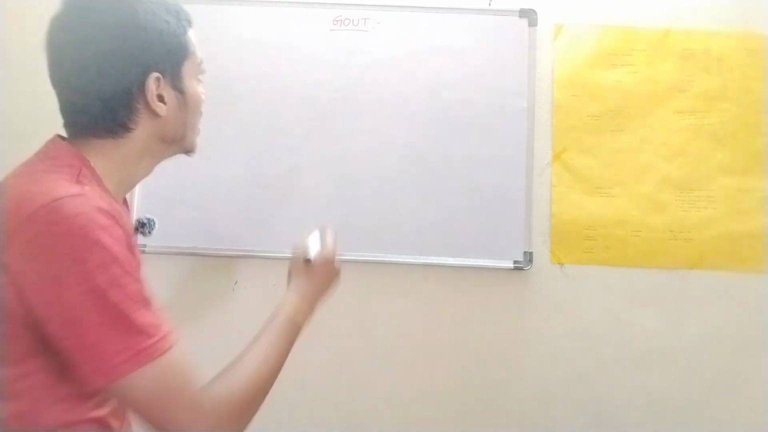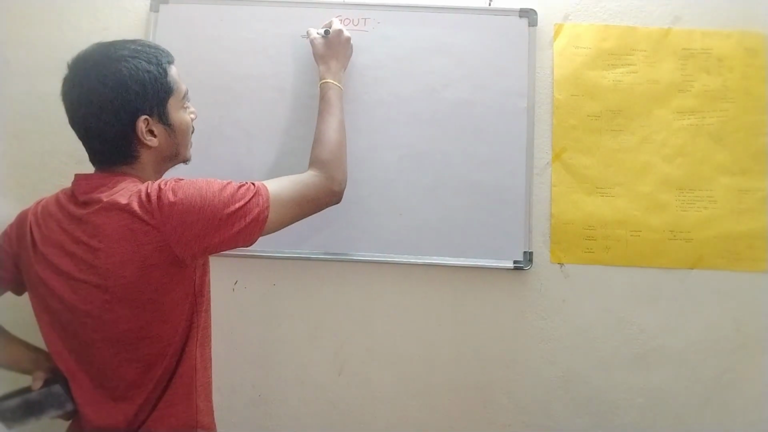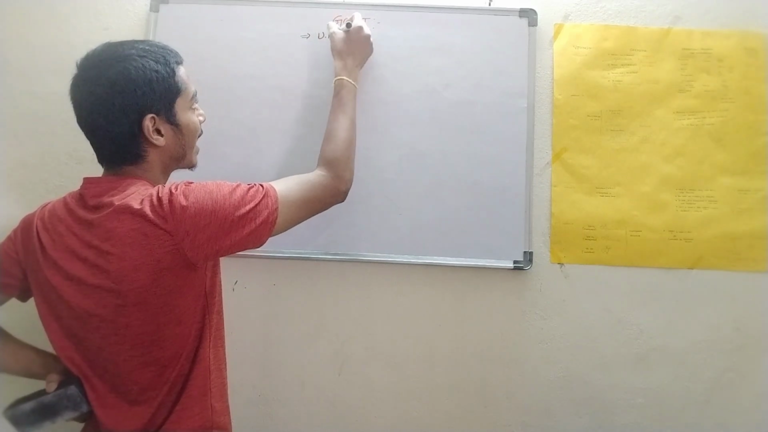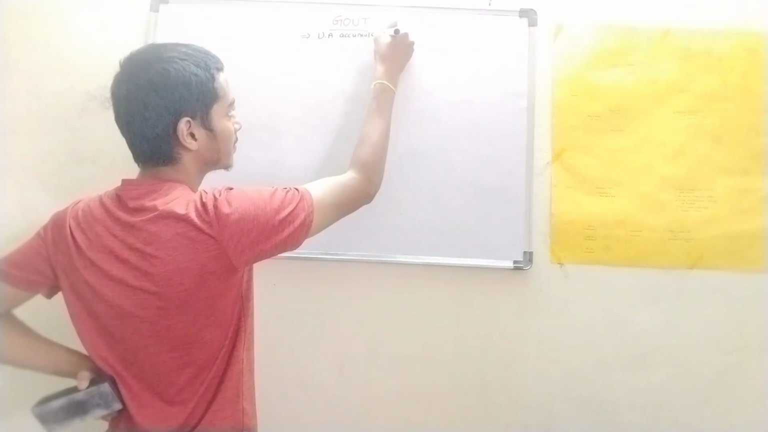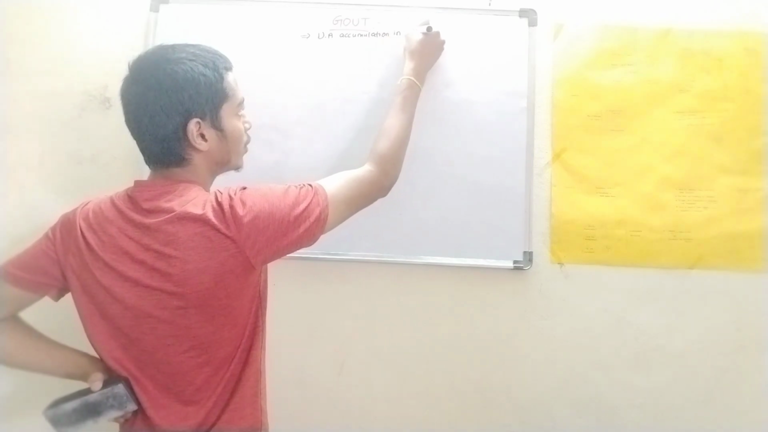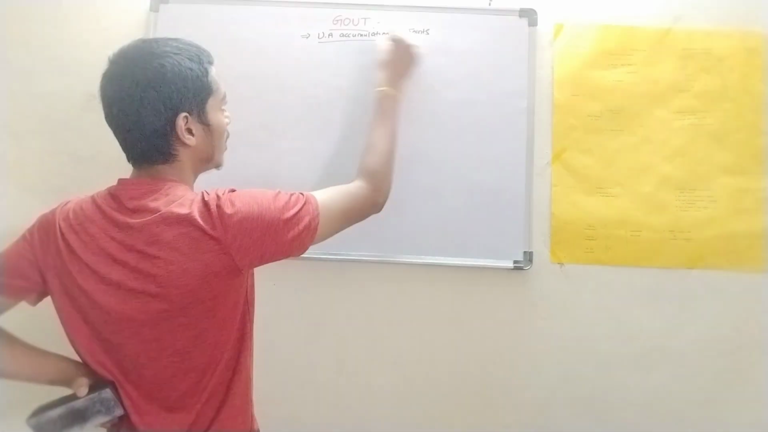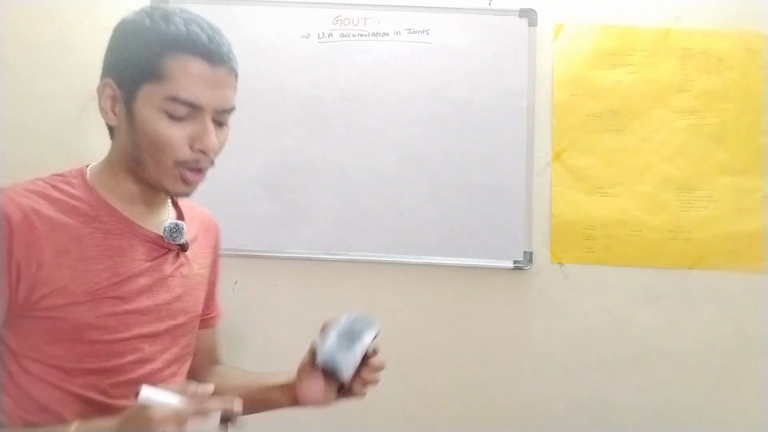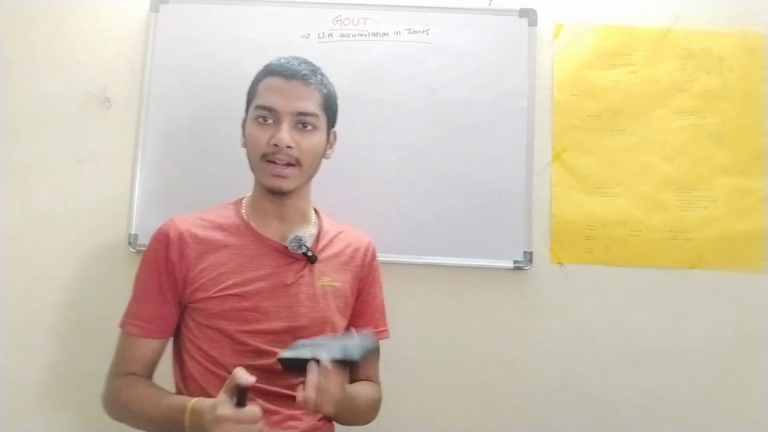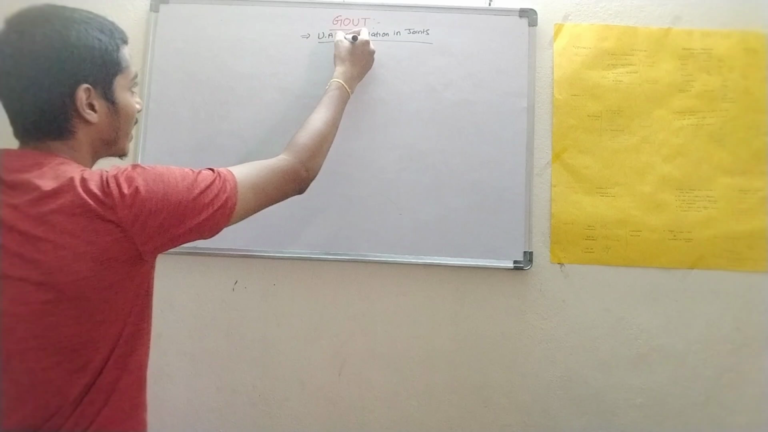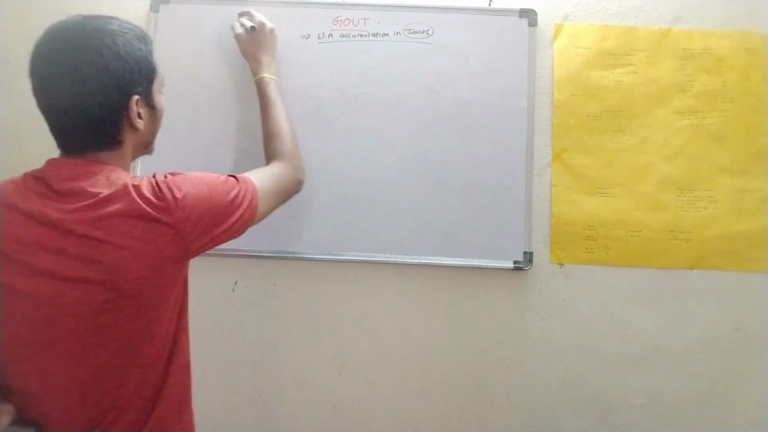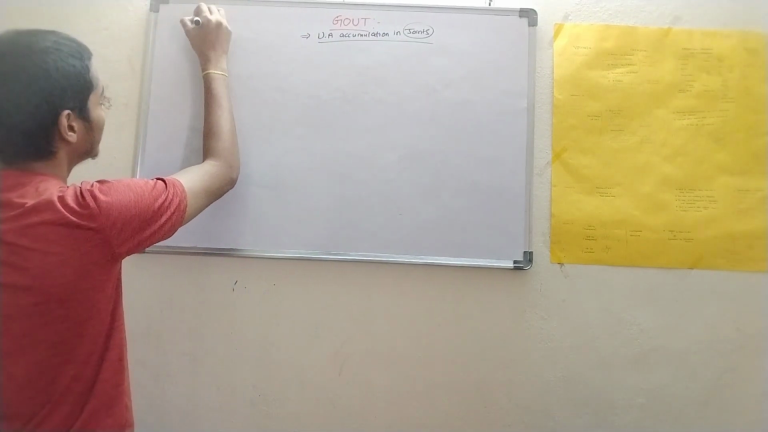So let's start. Gout is nothing but uric acid accumulation in the joints. So uric acid accumulation in the joints is called gout. In a broad way, how to define it is uric acid accumulation, right? So this uric acid accumulation occurs in joints. So what is the most common joint that is affected?